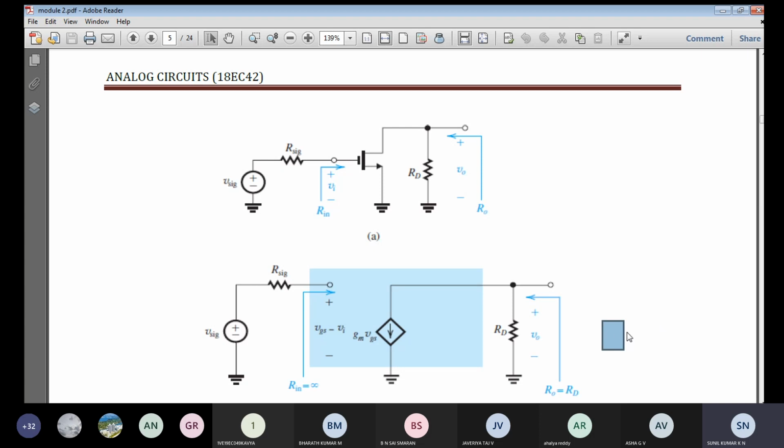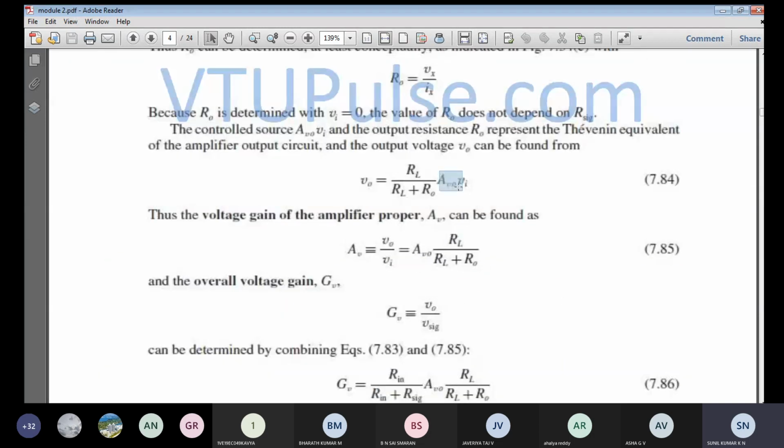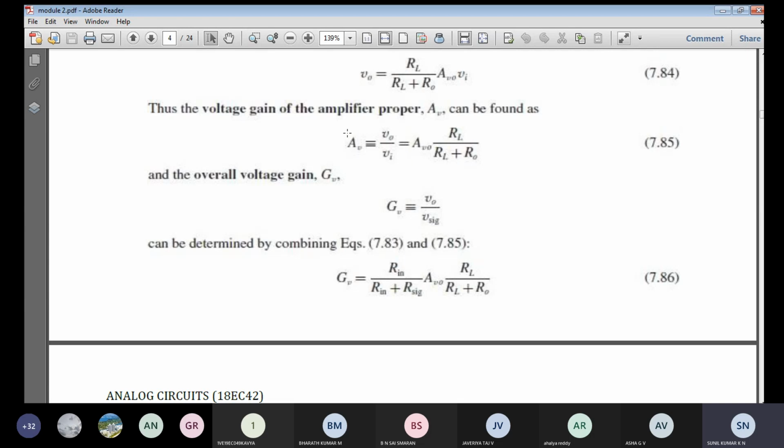So the final output voltage across the load resistance is the open circuit output voltage divided across here. We have this expression: A V naught times V I is the output voltage without load resistance. That output voltage is multiplied with RL divided by the total RL plus R naught. That gives the final output voltage across the load resistance RL. Okay. Next, we need to find out the voltage gain of the amplifier, where we are going to consider the load resistance.